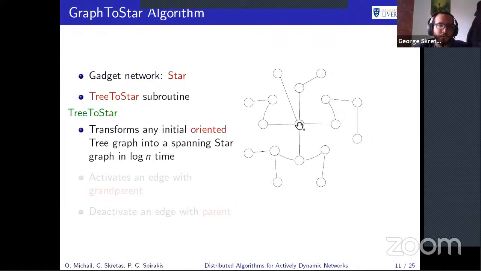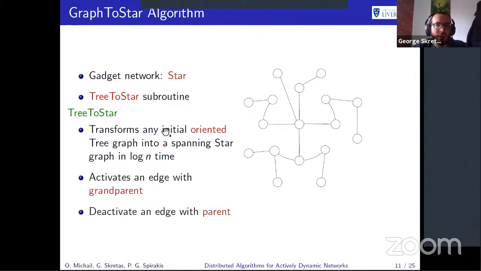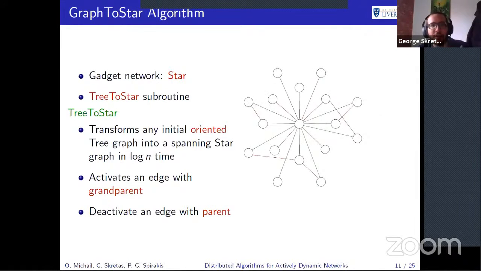This is the root. It is a very simple algorithm that basically says every node, since it is oriented and it knows which way the root is, in each round it activates an edge with its grandparent. So this node activates an edge with this one, and then deactivates the edge with its parent. So it deactivates this one, like this, for all of them. And then it keeps doing that until at some point it will become a star.